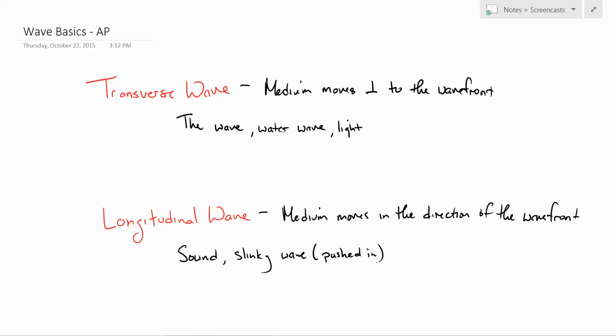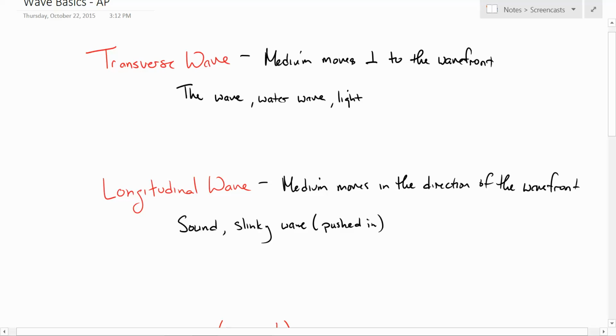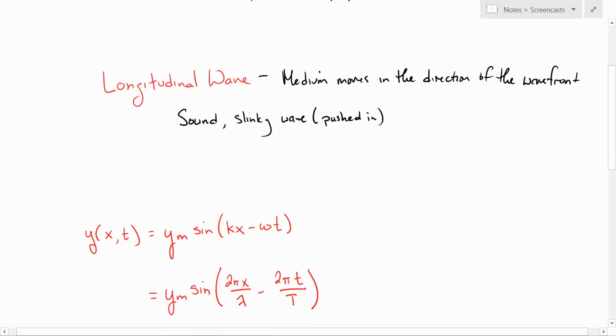Useful definitions. The thing is, though, you can model either of them in terms of a sinusoidal wavefront. The trick is, when you take a picture of a transverse wave, it looks like a sinusoidal wavefront. When you take a picture of a longitudinal wave, it doesn't. But then if you were to graph the pressure in that wave, or the spacing in that wave, that would look sinusoidal, or could look sinusoidal-ish.